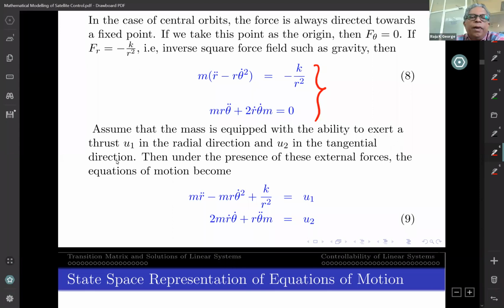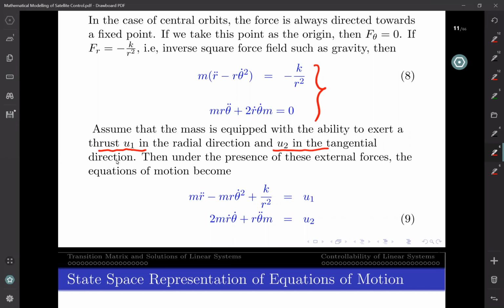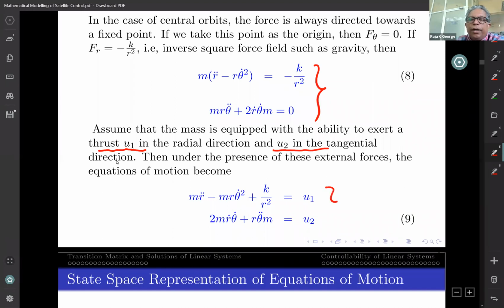Now we assume that the satellite has two thrusters, two controllers. The mass is equipped with two forces: thrust u1 in the radial direction and u2 in the tangential direction. So you can add u1 in the first equation, for the radial direction, and in the second equation, for the transverse direction, you can add u2. So therefore you get a controlled system.